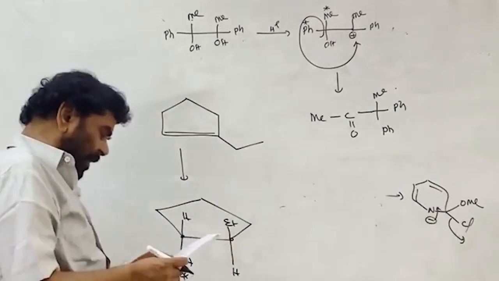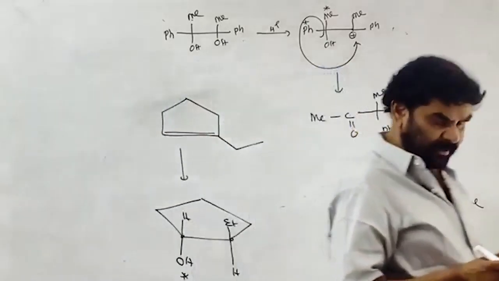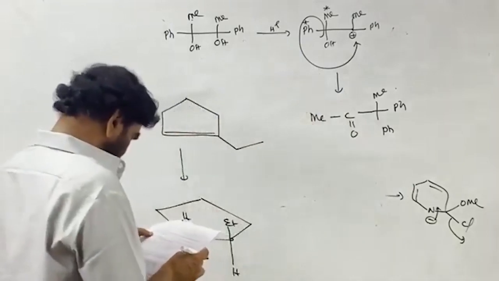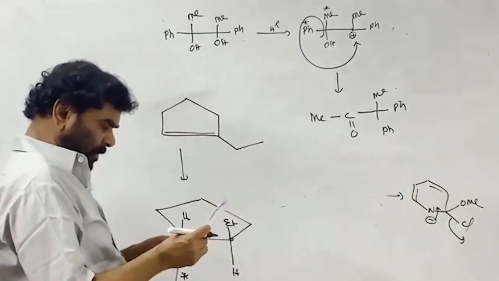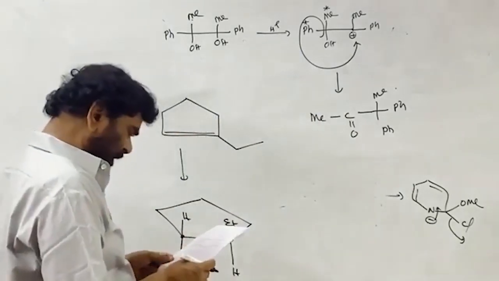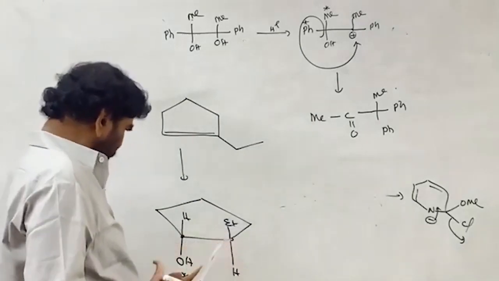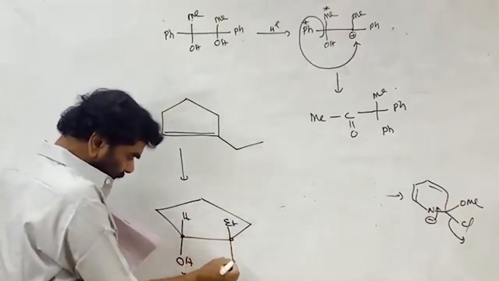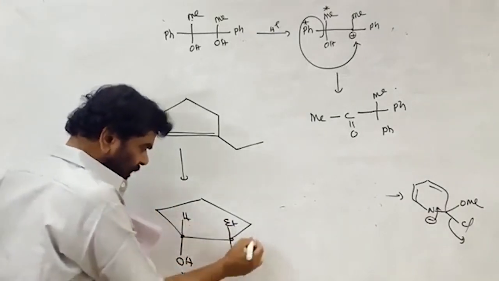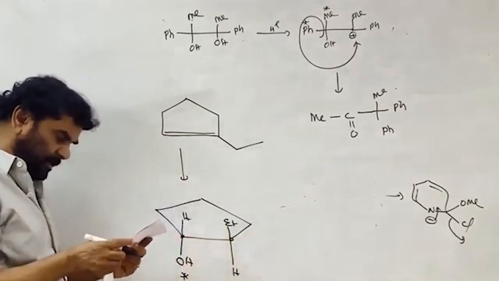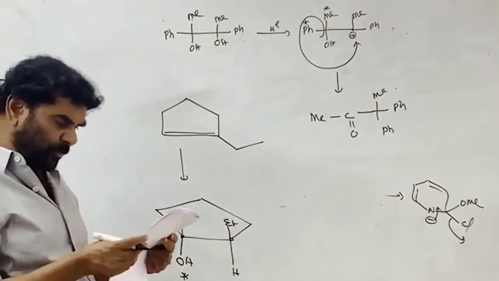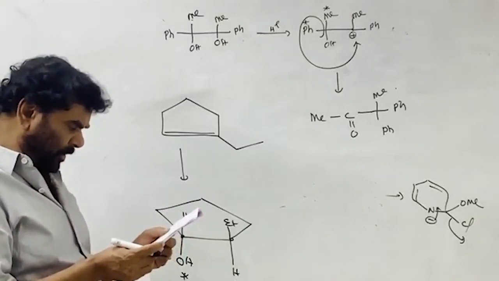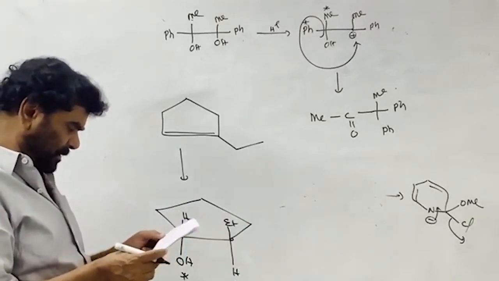So this leads to the formation of which product? The same side. Now ethyl is here and hydrogen, so the trans product is formed. So D is the trans 2-ethylcyclopentanol.